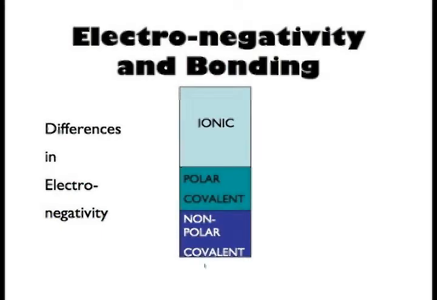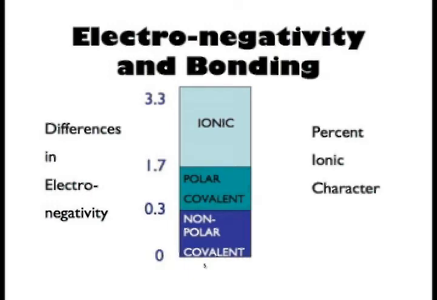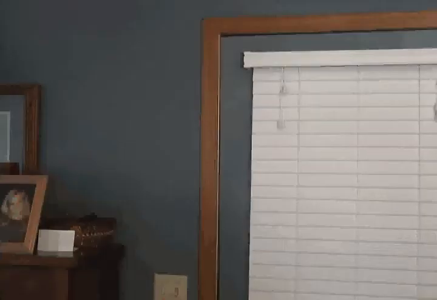Here, let's look graphically at how electronegativity and bonding goes together. For an ionic bond, the difference in electronegativity would be between 3.3 and 1.7. The in-between polar covalent would be down to 0.3, and nonpolar covalent would go down to no difference in electronegativity. Let's look at percent ionic character, another way of judging that. Anything above 50% ionic character is ionic, all the way down to 5% is polar covalent, and 0 is nonpolar.